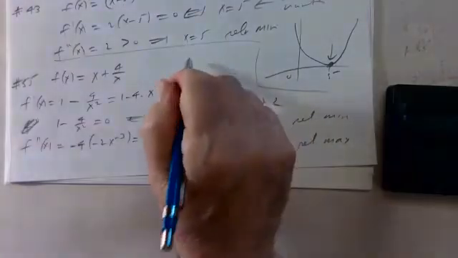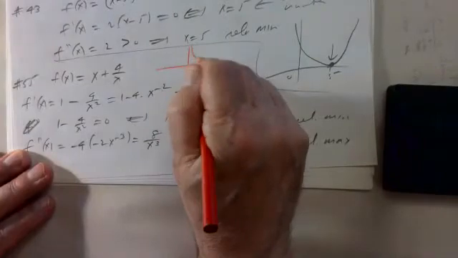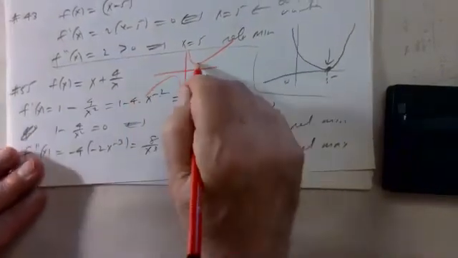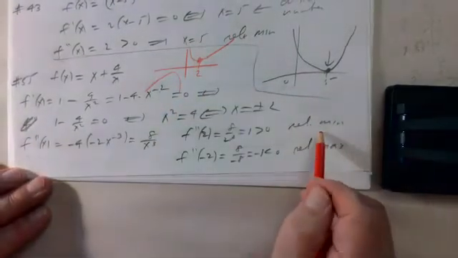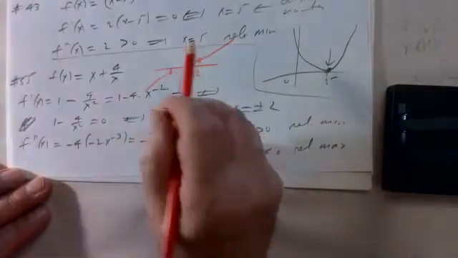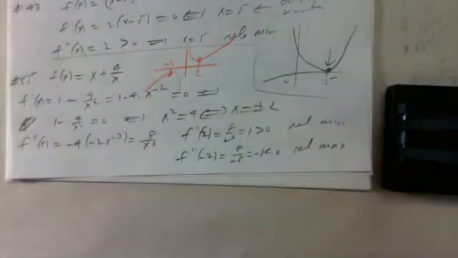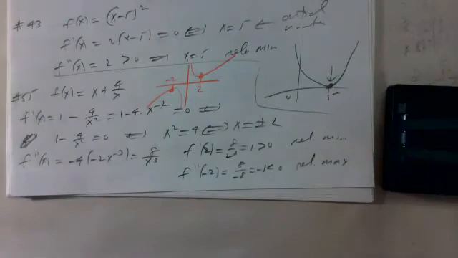In fact, if you were to graph this function, it would look something like this. That's 2. At x equals plus 2, you have a minimum. This is minus 2. At minus 2, you have a relative maximum. And the function is undefined at x equals 0.